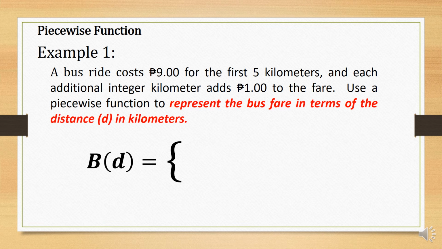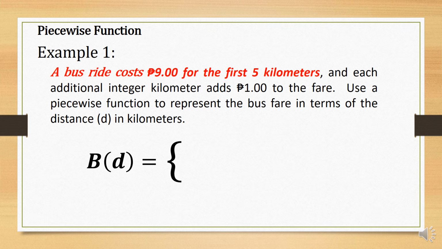So now, to determine the subfunctions of this given piecewise function, let's go back to the problem. In the first statement, a bus ride costs 9 pesos for the first 5 kilometers. Now, to rewrite this into mathematical symbols, we have 9 pesos if the distance traveled is from 0 to 5 kilometers.